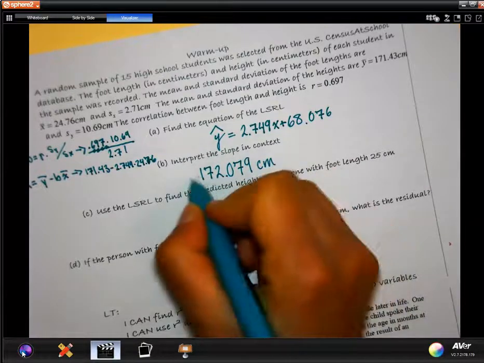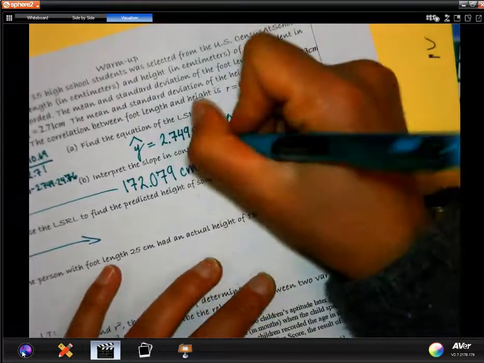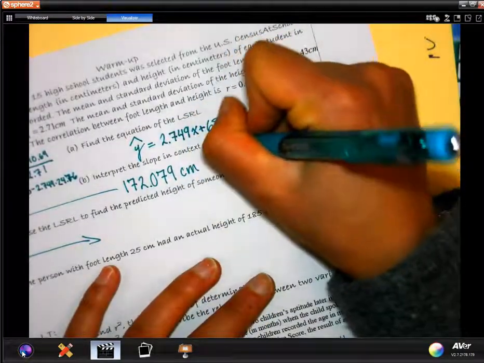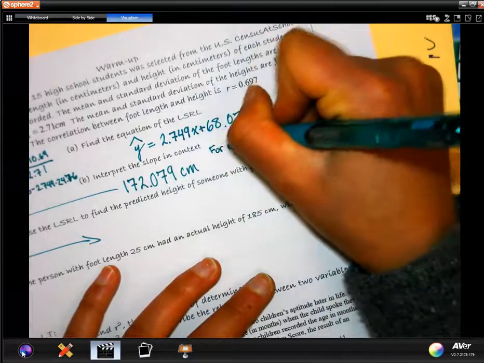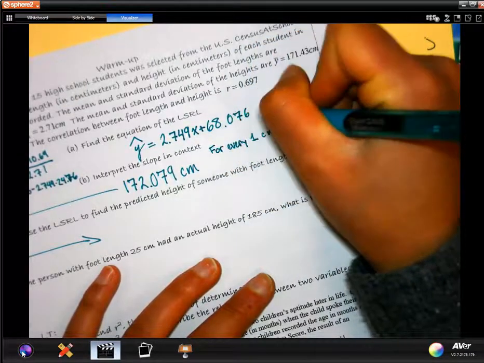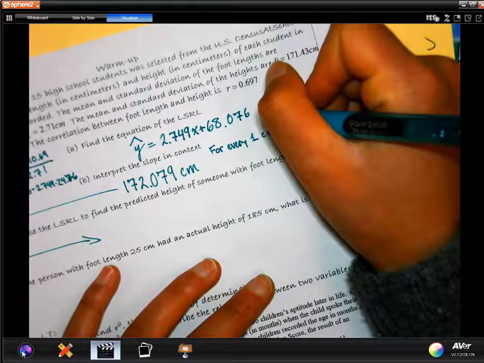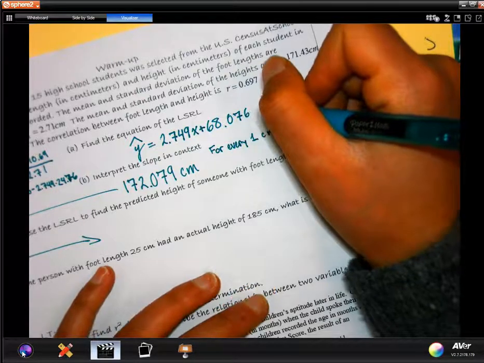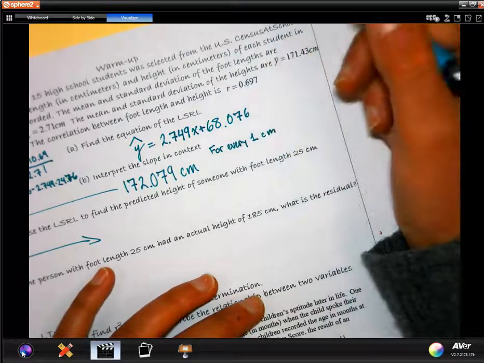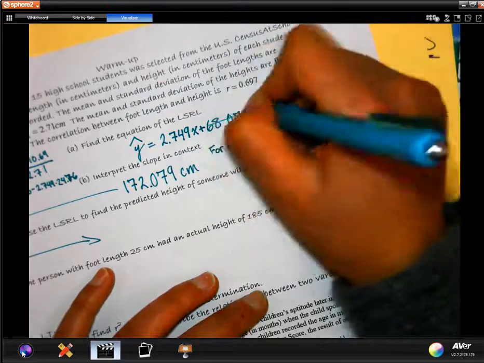Oh, whoops. Sure, that's right. You put the wrong Y-intercept. Did I? Yeah, you put 68. That's the correct one, 103.